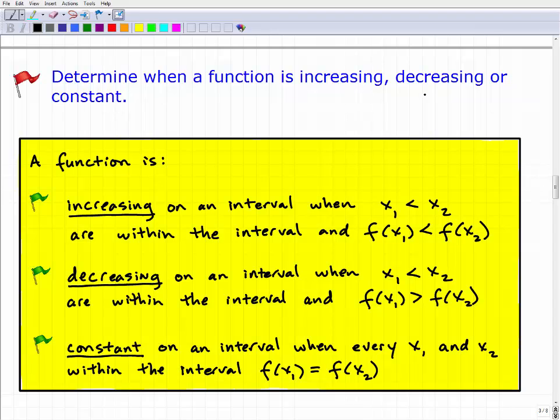All right, now let's take a look at how to determine when a function is increasing, decreasing, or constant. This is actually pretty easy. It looks probably more intimidating than it actually is. Let me give you a chance to write this down, then we'll talk about it.